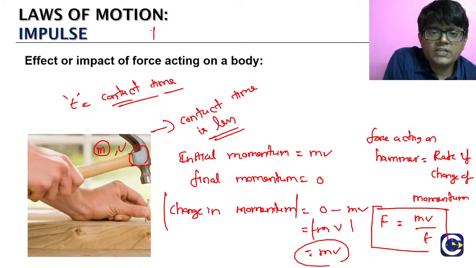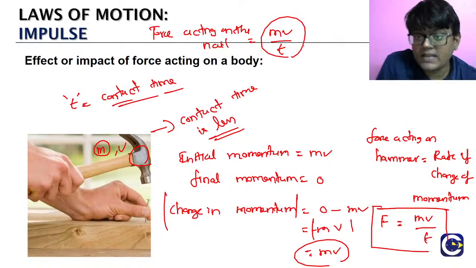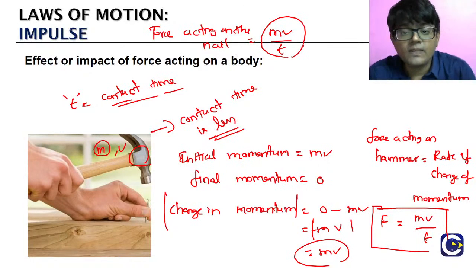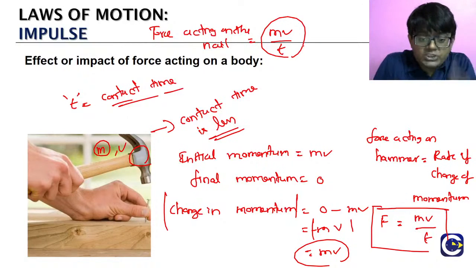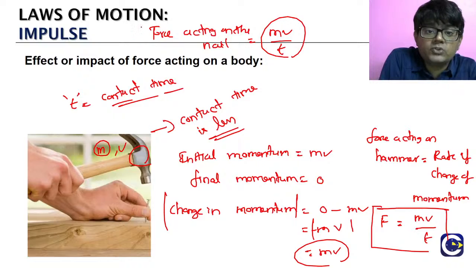So the impact force acting on the nail, what is it? It will have the same value, magnitude wise the same. Now what is our purpose? We want to push the nail into that wooden object, which means we want the impact force to be maximum.